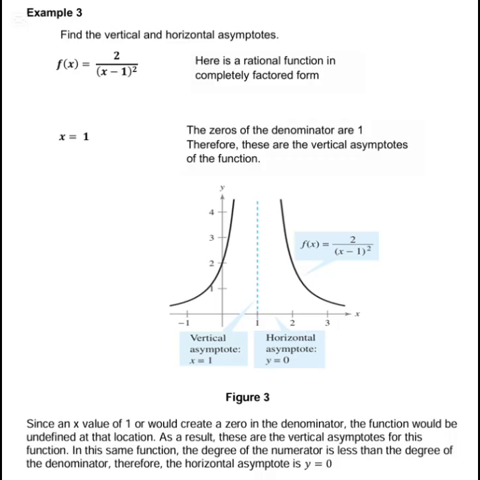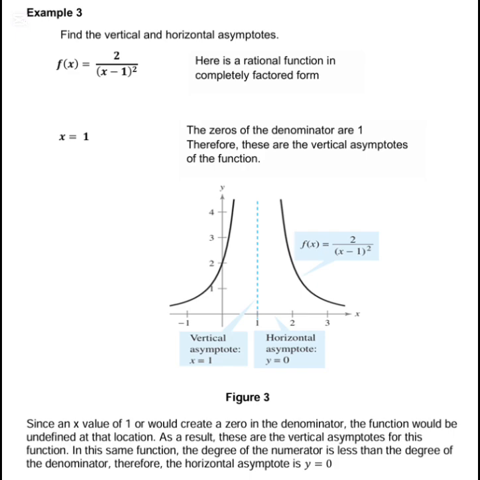Example number 3, to find the vertical and horizontal asymptotes. So we have the function 2 over (x minus 1) squared. That's a completely factored form. Now let's find the vertical asymptote first. We all know that the vertical asymptote relies on the denominator. Therefore x minus 1 equals 0, so x equals 1, because the 1 will be transposed across the equal sign. Therefore our vertical asymptote is x equals 1.